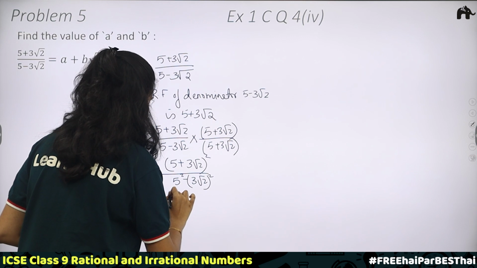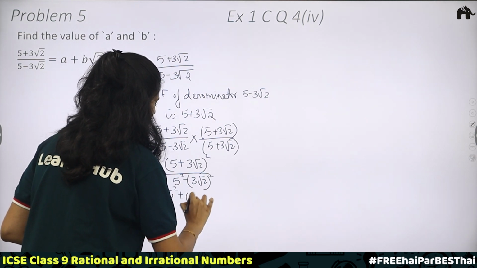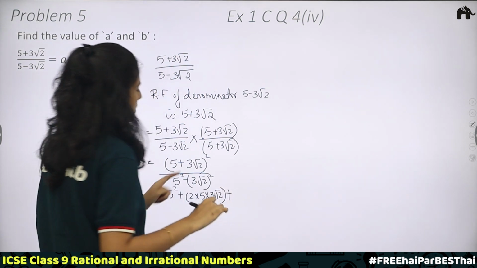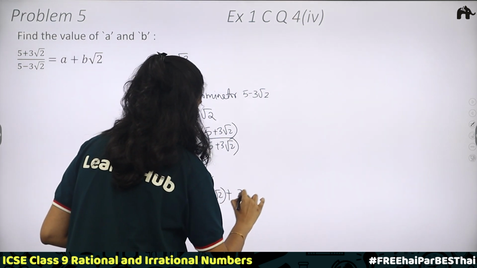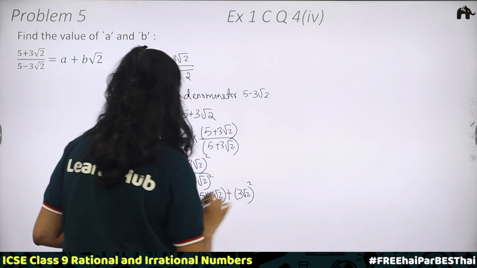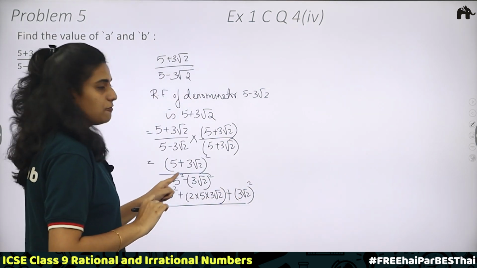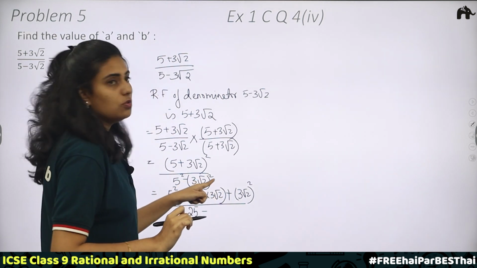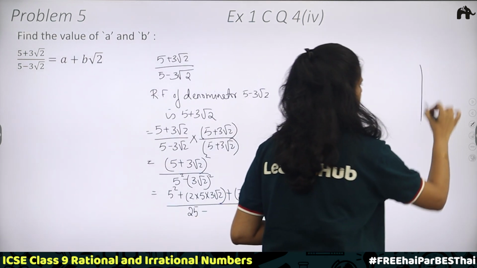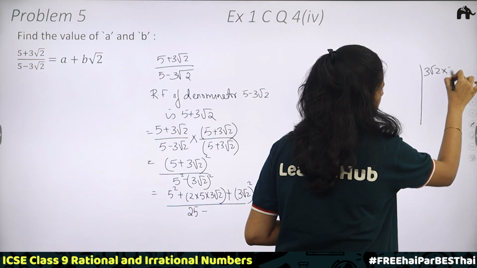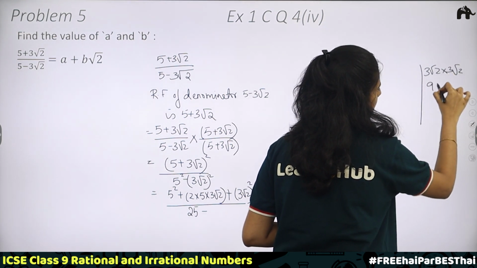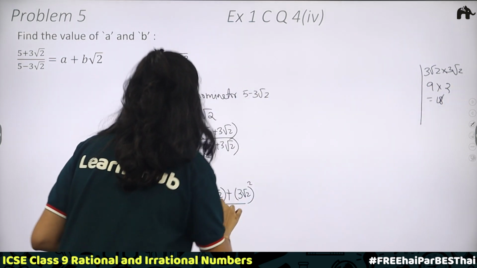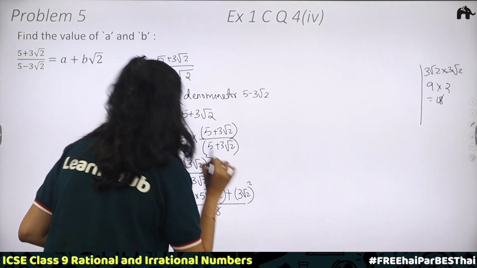A square is 5 square plus 2 into 5 into 3 root 2 plus b square, which is 3 root 2 whole square, divided by 5 square minus 3 root 2 whole square. How to find 3 root 2 whole square? 3 root 2 into 3 root 2. 3 into 3 is 9. Root 2 into root 2 is 2, which is equal to 18. Okay. So, here we will be having 18.